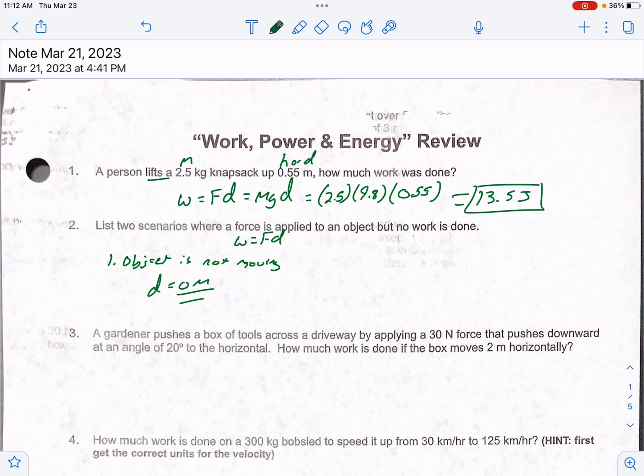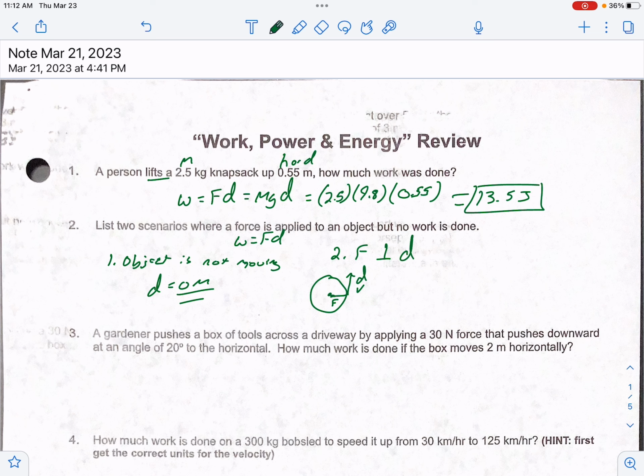If I'm pushing a car that's not budging or I'm pushing on a wall, I'm exerting force, I'm expending energy. But if I ask how much work was being done, technically it's 0 if the object never even moved at all. Your second scenario is if your force and distance are perpendicular. You can think about circular motion. Remember your force is directed towards the center of the circle, and your distance and velocity are actually tangent to the circle. So your force and distance are not in the same direction, so you can't put them in the same equation.